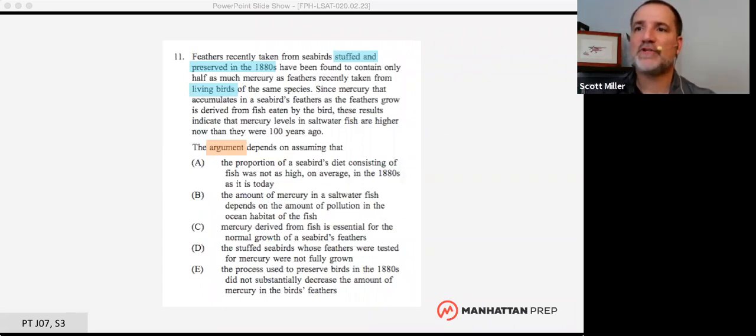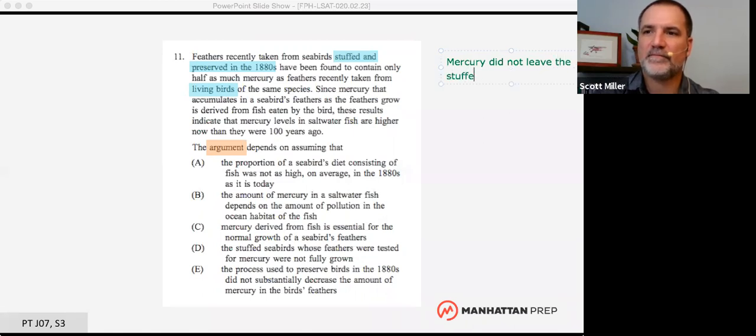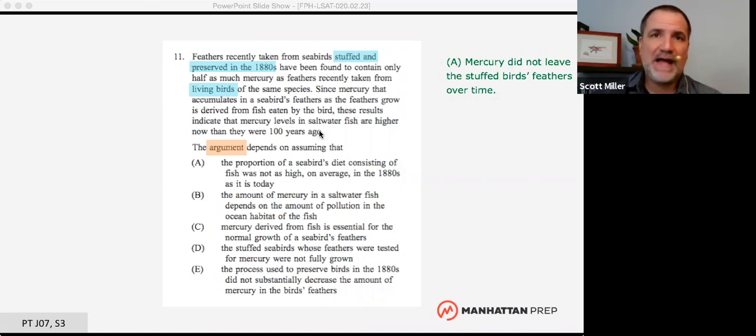So it is necessary to assume that the mercury did not leave the stuffed birds' bodies, or I guess feathers, over time. Now, this isn't a science question, right? So this would be a correct answer: we have to assume that the mercury did not leave the stuffed bird's feathers over time. Because if mercury did leave the stuffed bird's feathers over time, then that's an alternate explanation, and it might not be true that the mercury levels in the saltwater fish are higher now than they were 100 years ago.